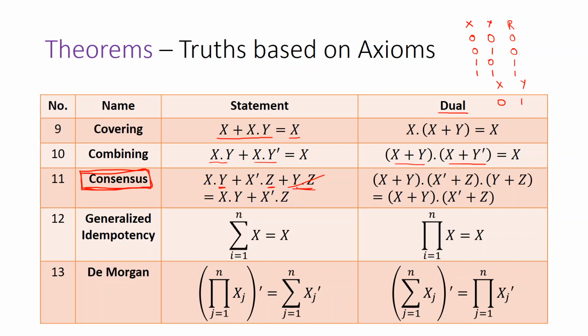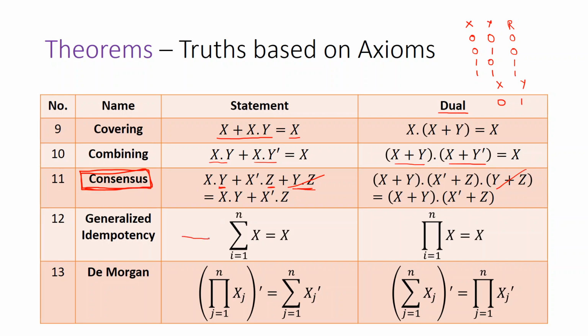This happens also for the AND relationships. These are the OR relationship, this is the AND relationship. So x or y, and x dashed or z, and y or z: this y or z can now be eliminated. So pay attention to the consensus theorem. This is very useful because it straight away removes one term.